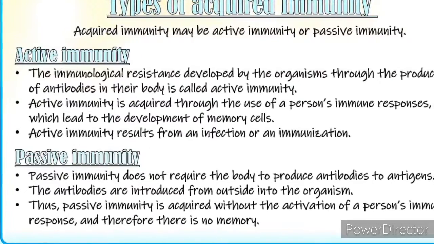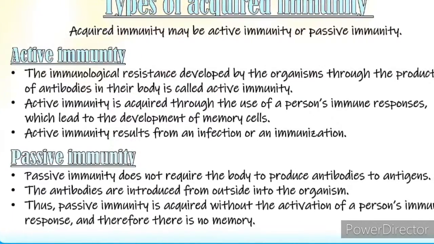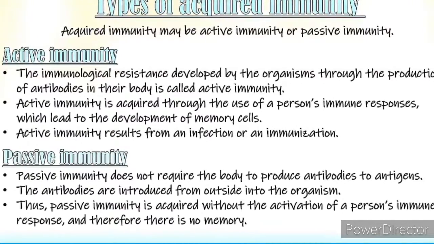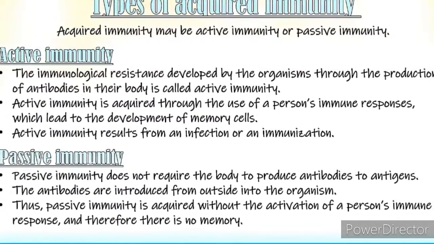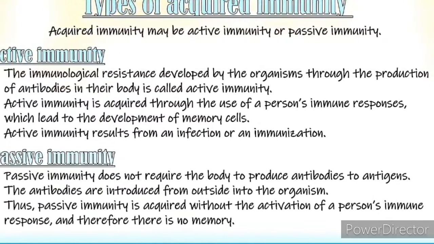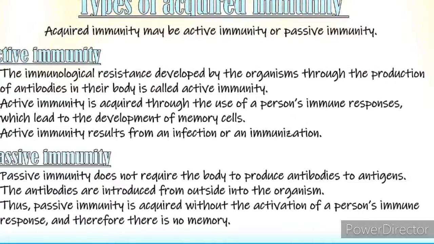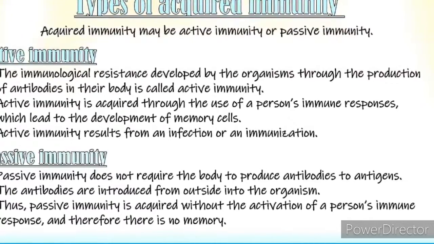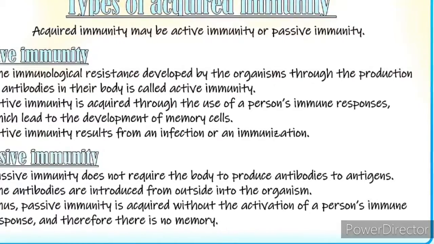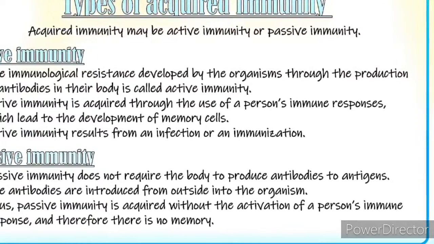Active and passive immunity. The immunological resistance developed by the organisms through the production of antibodies in their body itself is called active immunity. But passive immunity does not require the body to produce antibodies to antigens. The antibodies are introduced from outside the body into the organism.